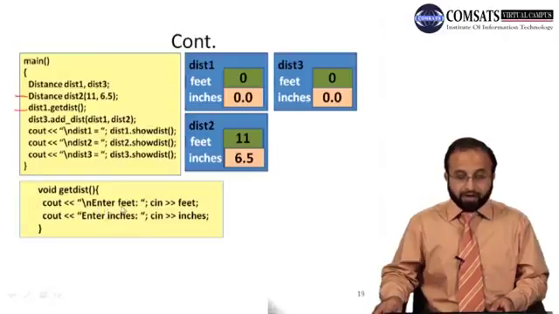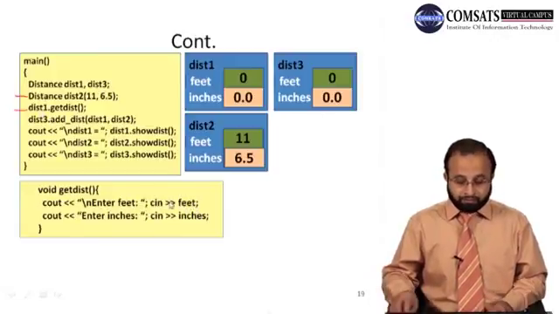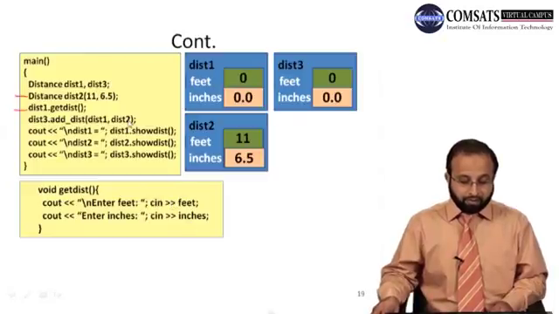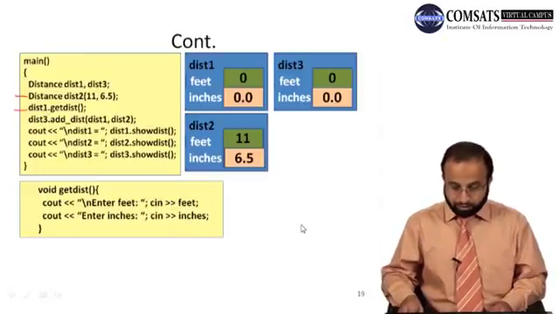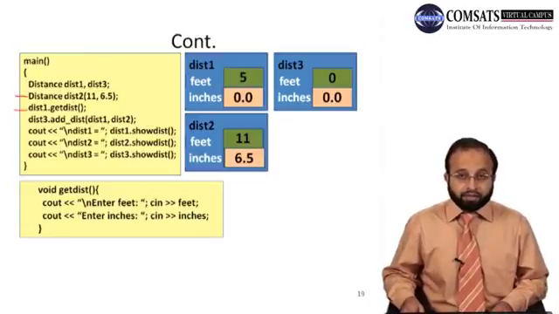It displays the message "enter feet". You enter some feet value, and it will be stored in feet. So this feet is the private data member of dest1, and this inches is the private data member of dest1 as well. Let's say the user inputs 5, that is stored in the private data member feet of the dest1 object, and then the user enters 7.0, that is the value for inches, which will be stored in the private data member inches of the object dest1, right?